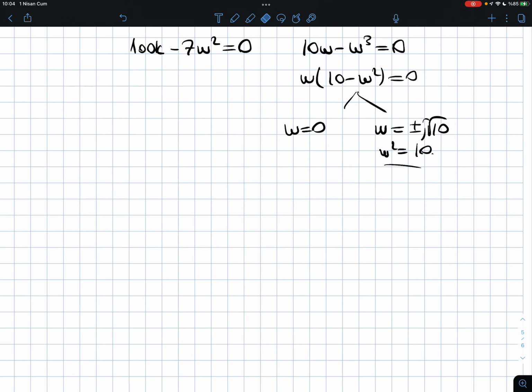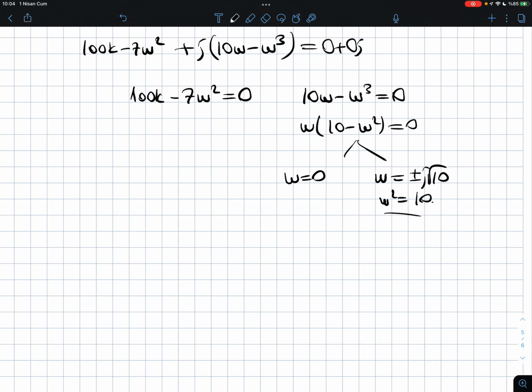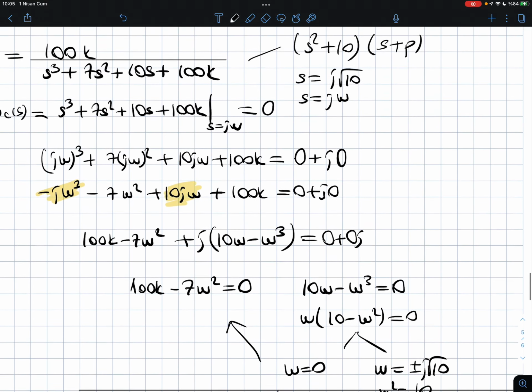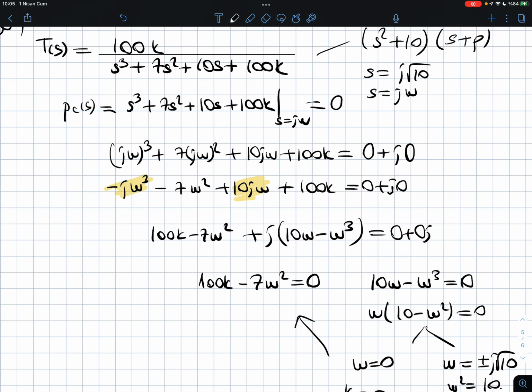Now we can use these omega values in order to calculate the corresponding gains, because we have another equation here, and the equation uses omega and k. If we know omega, which we do, we can find out what k looks like. So for omega equals 0, using this equation here, I can see that k is equal to 0. Now I've found out what the interval is, but also we found out that the lower bound is 0 and the upper bound is 0.7 by just plugging in j omega into the characteristic polynomial.